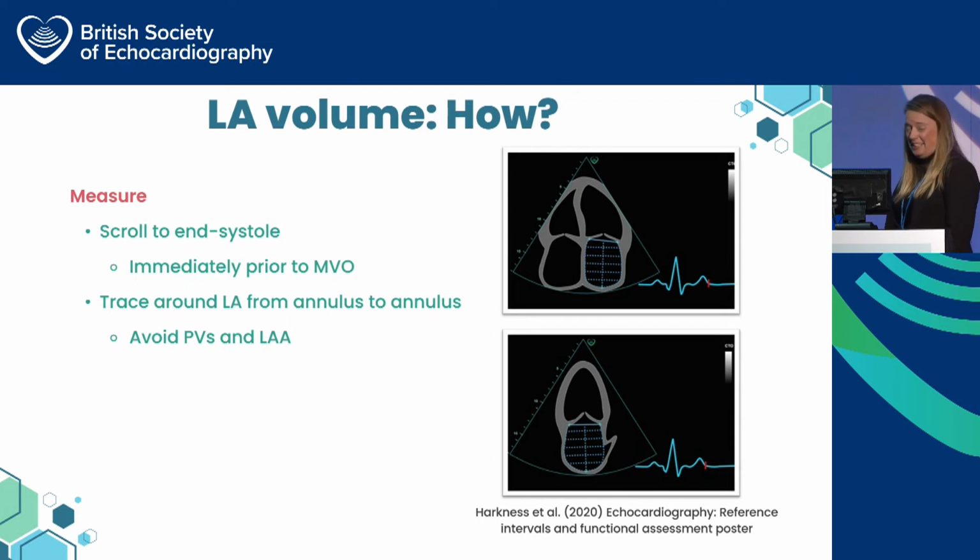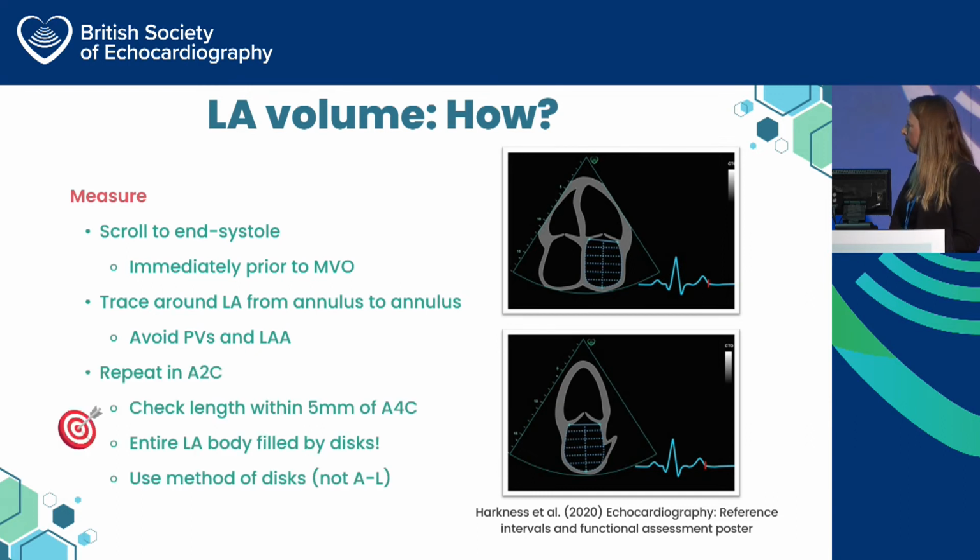I'm sure I don't really need to run through this because it's quite self-evident from the guidelines, but you scroll to end systole immediately before mitral valve opening, trace around the annulus from one side to the other. It doesn't really matter which side you start. The key thing is to avoid the pulmonary vein openings in the four-chamber and avoid the left atrial appendage in the two-chamber. Just make sure that you don't include those.